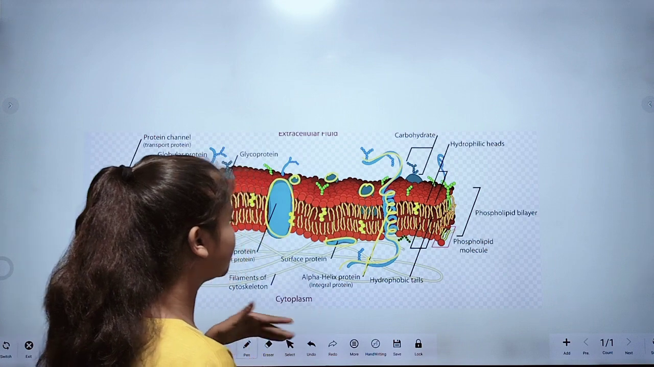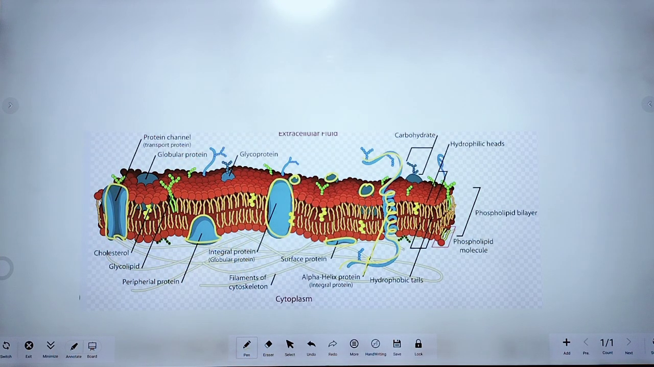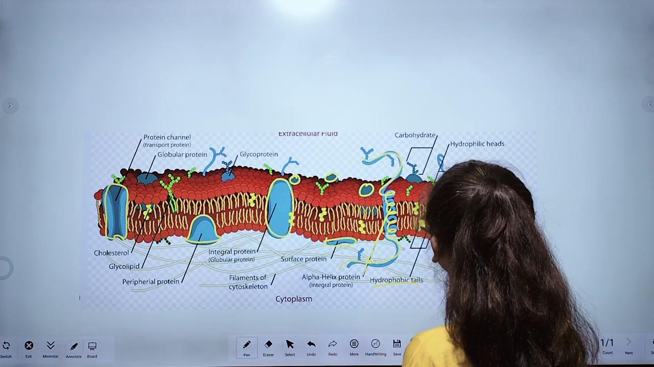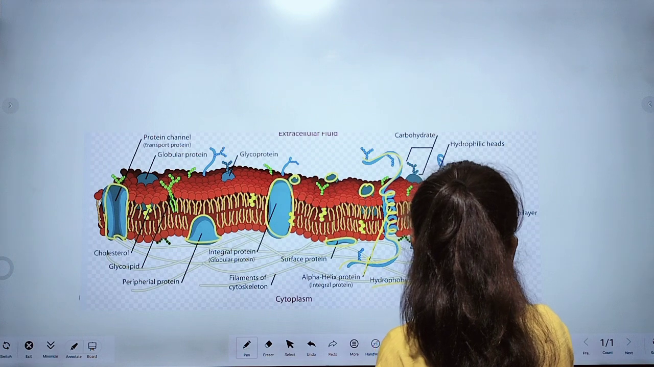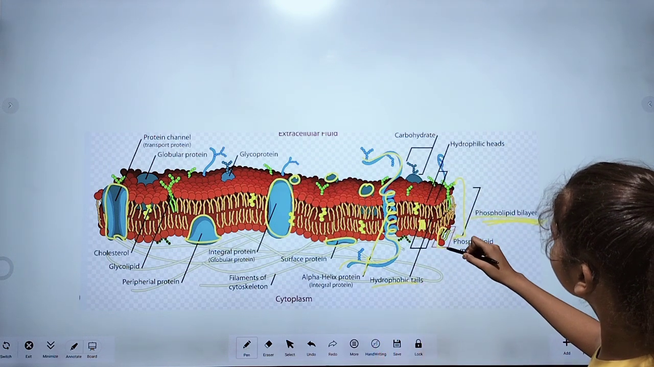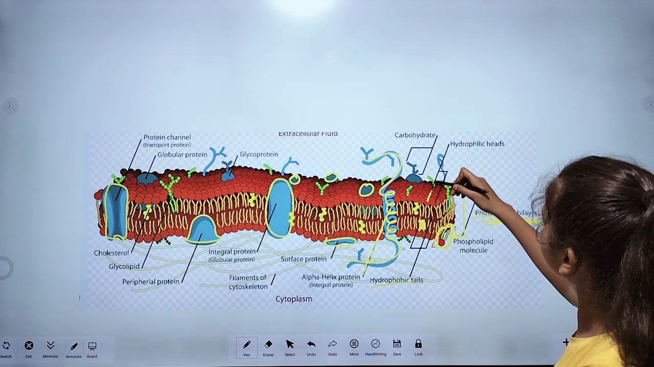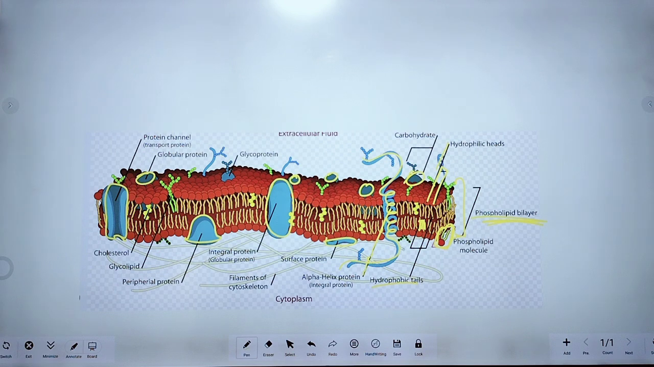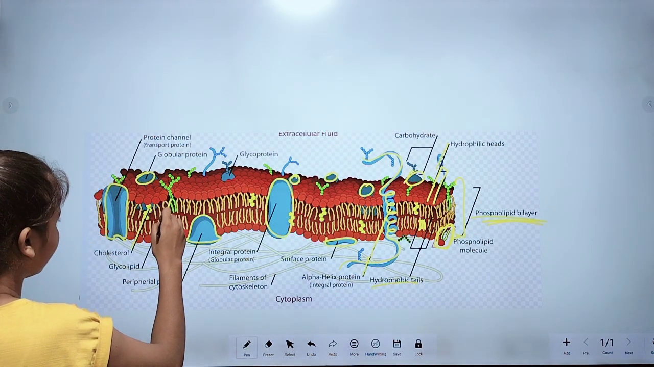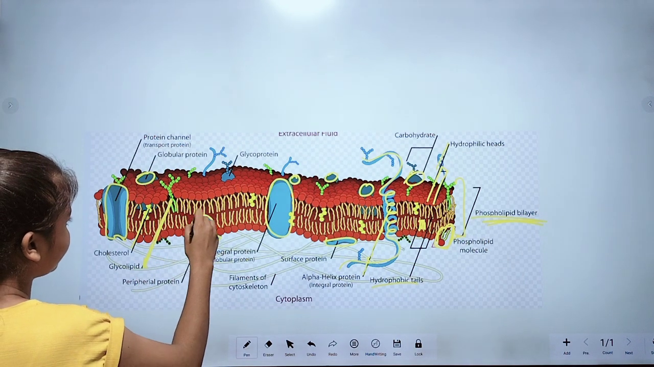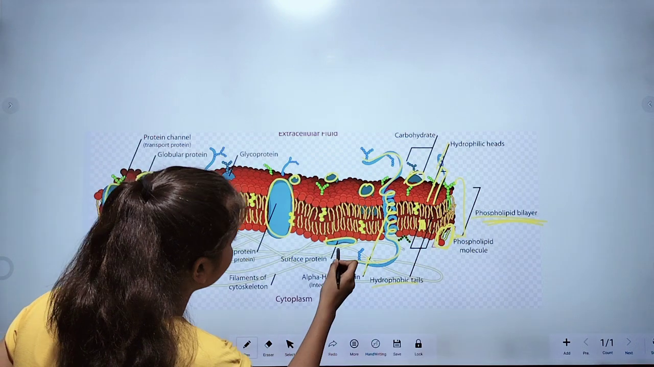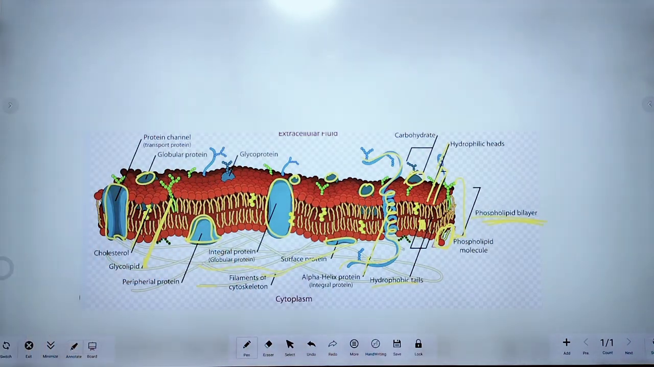You will read this structure in detail. This one is the hydrophobic tails. We all know that these two are hydrophobic tails, and these form the phospholipid bilayer. This one is a phospholipid molecule, and these are the heads of the phospholipid. This one is carbohydrate, glycoprotein. This one is a glycolipid. And this one is peripheral. And these are the filaments of the cytoskeleton. We will read this further.